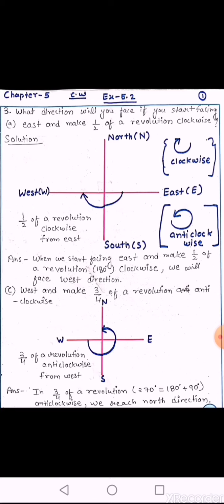What direction will you face if you start facing east and make half of a revolution clockwise? In this you have to see in which direction you will stand if you start from east and make half a revolution, and in which wise, clockwise. So see this direction graph.